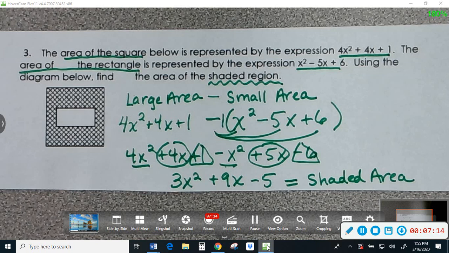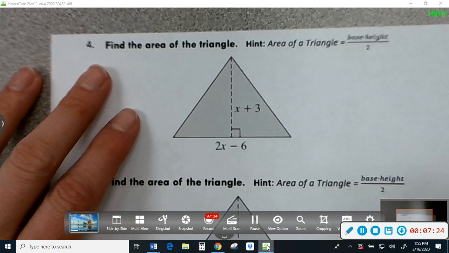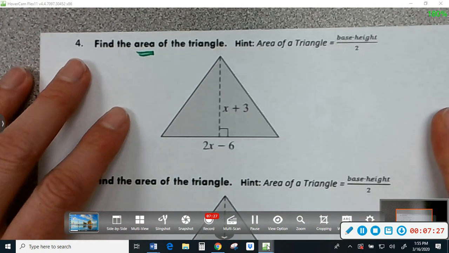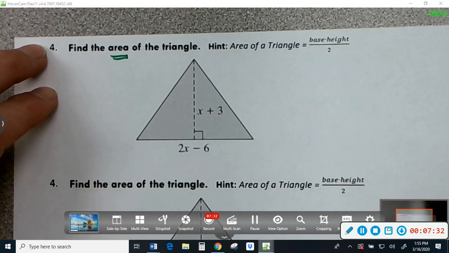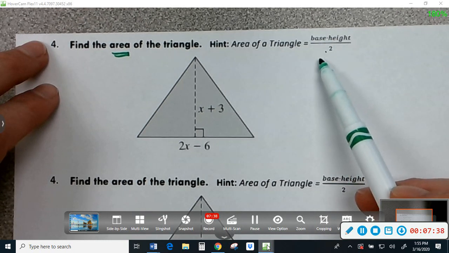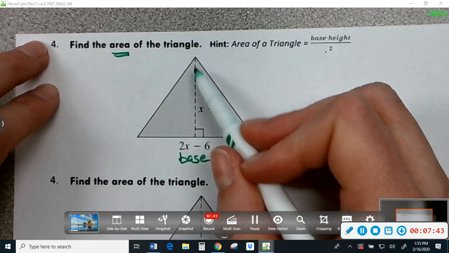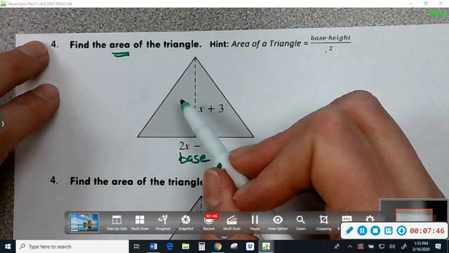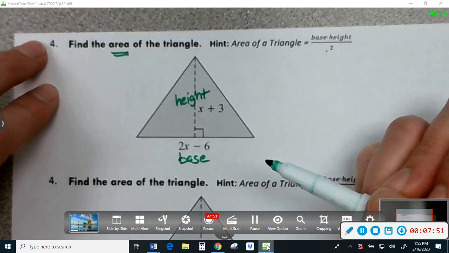All right, if you look ahead at number 4, number 4 and number 5 are a little bit different because they're asking you to calculate the area. It's not provided for you. And so we'll be using multiplying instead of adding and subtracting. The area of a triangle is given to you here. It's the base times the height divided by 2. This is the base. And this vertical piece here that's perpendicular to the base is the height. Perpendicular just means it creates a right angle with it.